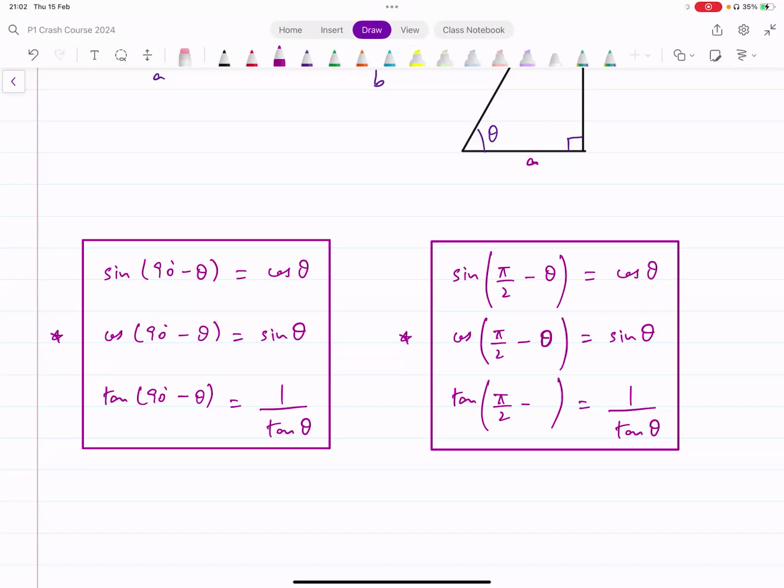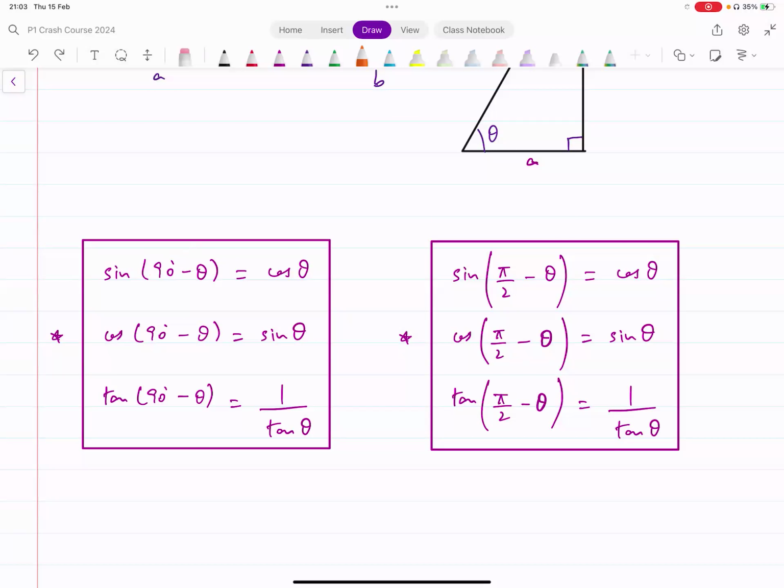Okay, so you can remember any one of them. These are easier to remember. And then if you want to use them in radians, just remember 90 degrees is going to be replaced with pi over 2, because that's the equivalent angle in radians. These are called complementary angle identities. Why? Because 90 minus theta and theta add up to 90. They're complementary angles. This is what you need to know about. So you need to remember these identities.